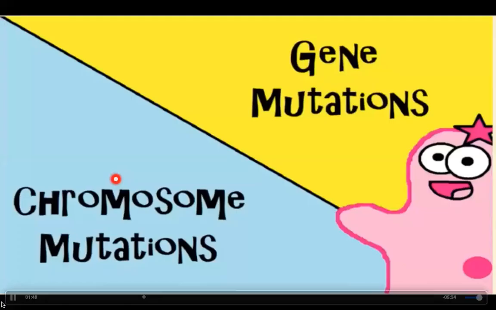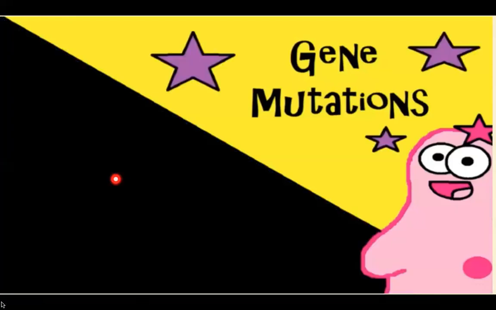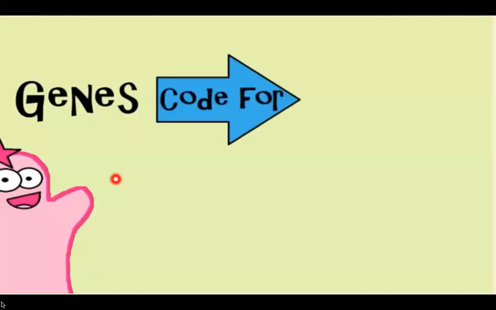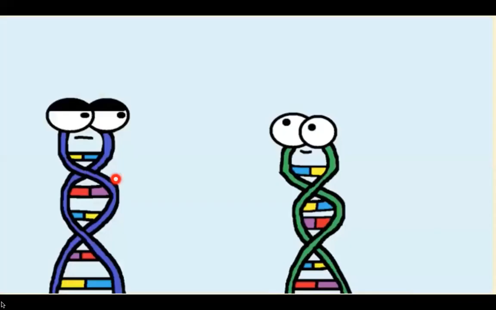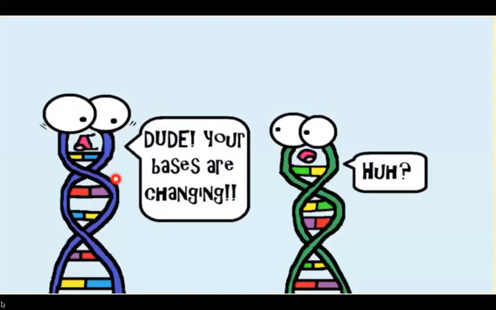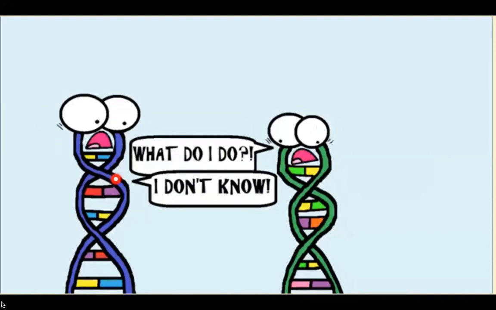So we're going to talk about the different kinds of mutations. First, we're going to talk about gene mutations. So DNA makes up genes, and genes code for proteins that influence or make up different traits. So when DNA has changes, otherwise known as a mutation, then different proteins can be produced.